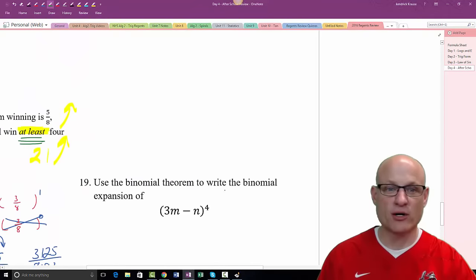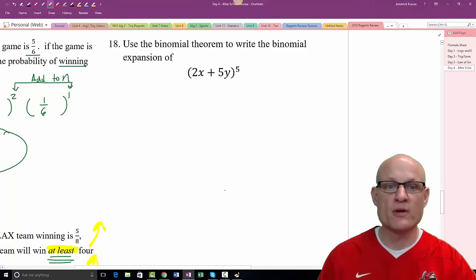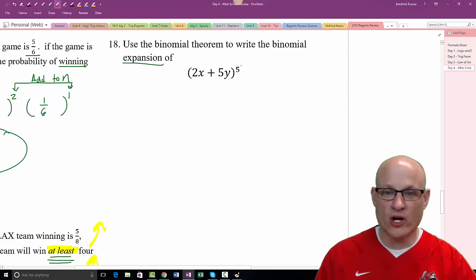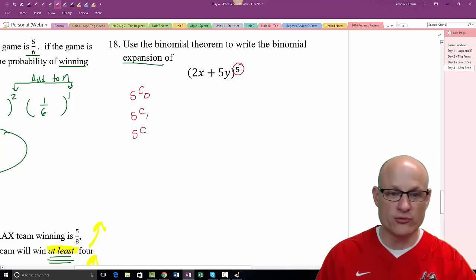All right, 3 questions left. Binomial theorem. We're going to use the binomial theorem to expand this thing. So we start with this idea of this exponent. We're going to do 5 choose 0. Remember, we always start at 0. 5 choose 1. 5 choose 2. 5 choose 3. 5 choose 4. And 5 choose 5.